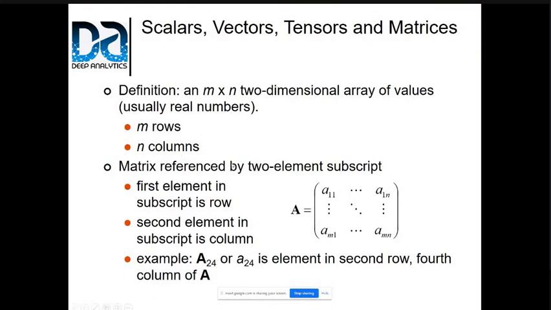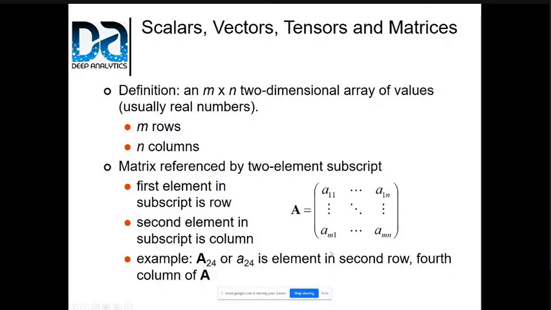So a matrix is referenced by two element subscripts. This is the first element, so A11 is the first element. Then the second element would be A12, and A1n being the last. And then going down, you have A21, A23, A34, and AMN.